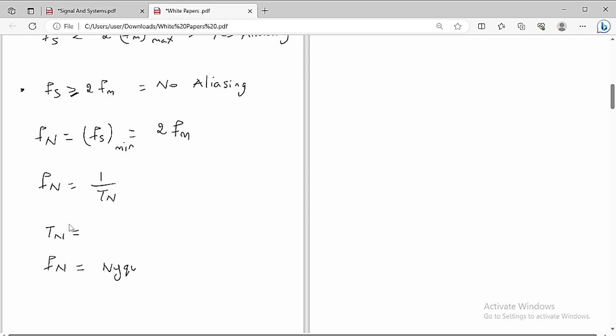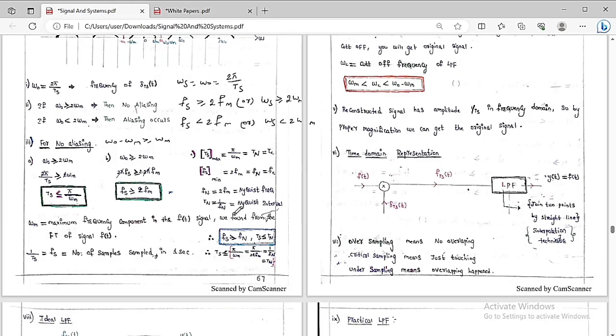So fn is called the Nyquist frequency, and Tn is called the Nyquist time period or Nyquist interval. Therefore, Nyquist frequency is the minimum sampling frequency at which there will be no aliasing, which is 2 times fm. Since fn is equal to 1 by Tn, if you know one thing, you can get back the other, so no need to think more about this.